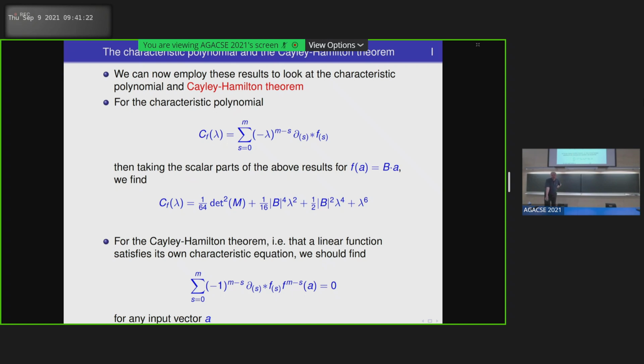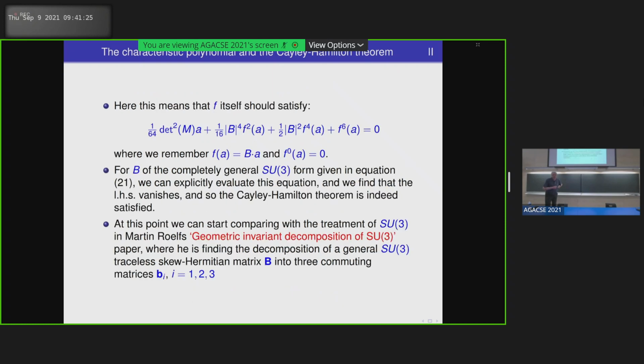And so for the Cayley-Hamilton theorem, we would substitute f into that, because the Cayley-Hamilton theorem is this thing that the function satisfies its own characteristic polynomial. What does that give? That tells you that f should satisfy 1/64 det squared m a. That occurs because f of a is b dot a, remember. You've got 1/16 mod b to the fourth f squared, 1/2 mod b squared f to the fourth, and then an f to the sixth. And just to say that for a completely general SU3 element, you can explicitly evaluate this equation, and you find that the left-hand side vanishes, and so the Cayley-Hamilton theorem is indeed satisfied.